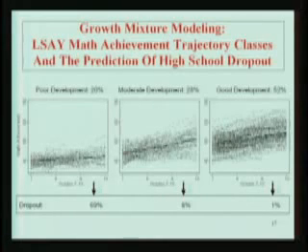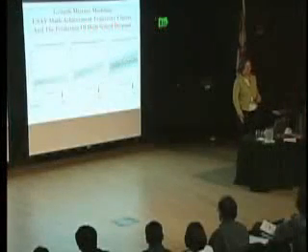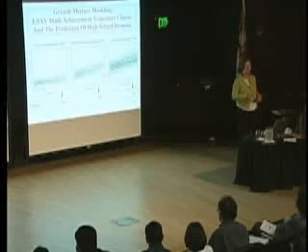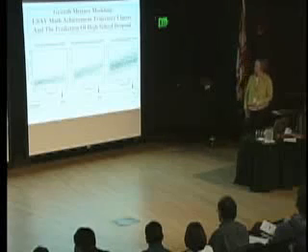That was 20% of the sample. The second one, moderate development, and the third one, good development. So we're really most interested in the class that has poor development because we'd want to be able to intervene and do something about people who are having problems.